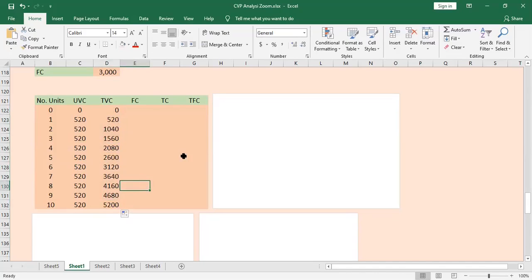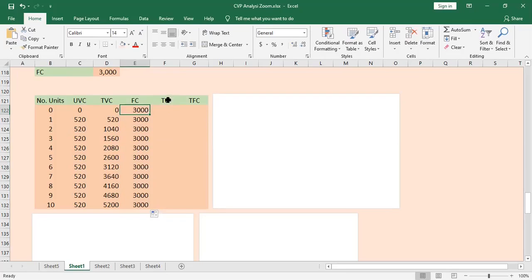Then fixed cost. According to the example, we had a fixed cost of 3000 rupees. So when you are producing 0 units, you had to pay that 3000 rupees. Then when you are producing 1 unit, again you will have to pay that 3000. It is not going to change. So all the way from 0 to 10, during that activity range, your fixed cost is going to be fixed. That's why we call it fixed cost.